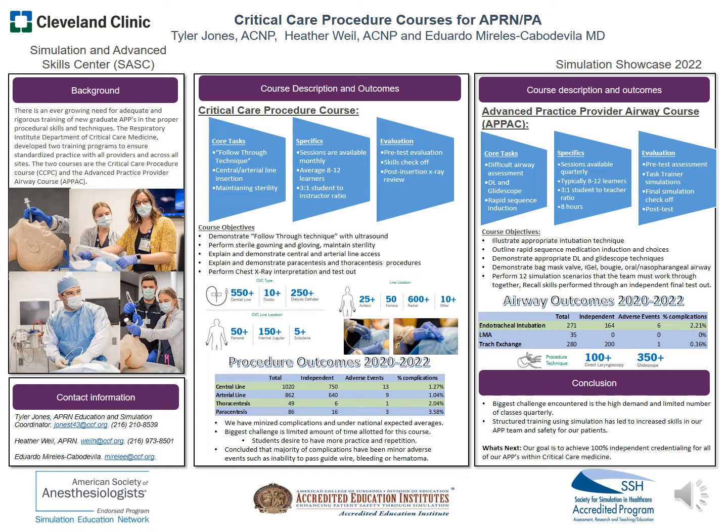Skill stations review the basics of ultrasound, the Seldinger technique with the blue phantom, sterile technique with gown and glove, arterial line, central line placement, paracentesis, and thoracentesis. These sessions are available monthly and have between 8 to 12 learners, with a learner-to-instructor ratio of 3 to 1. Success is evaluated through checkoff and X-ray testing reviewing appropriate placement with associated adverse events.